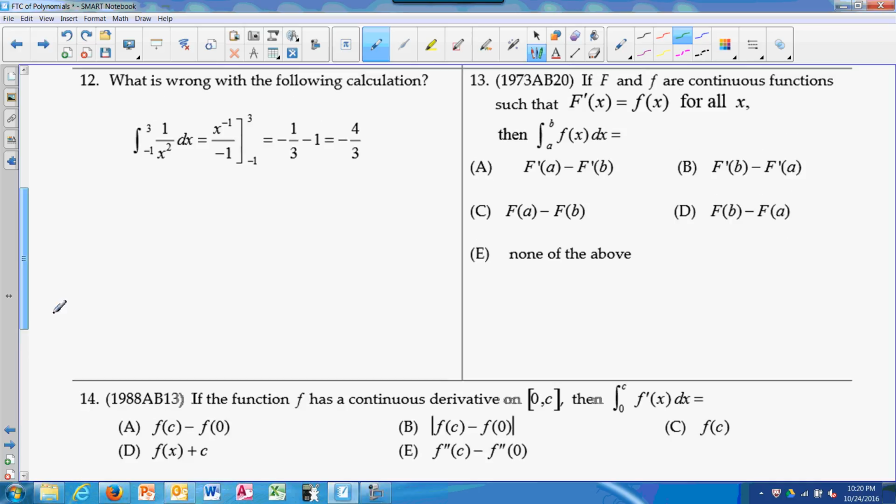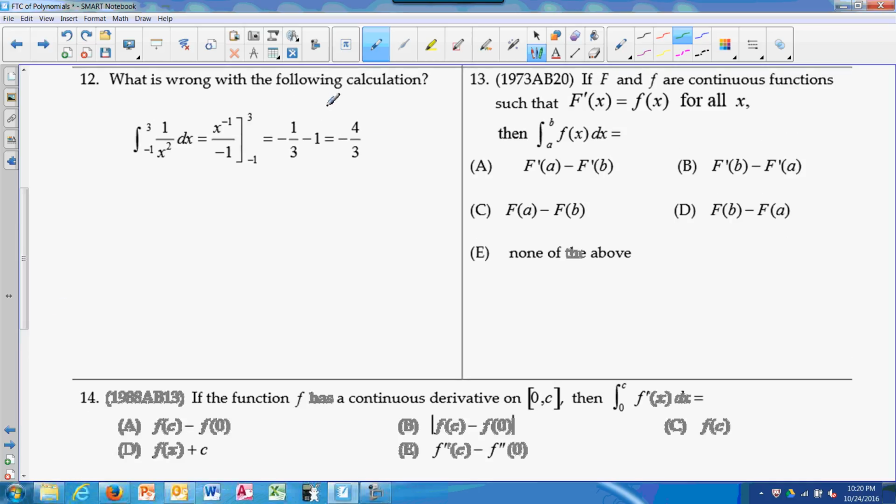Okay. Now, this says, what is wrong with the following calculation? So it looks okay. We could write this as x to the negative 2. We could integrate x to the negative 2 as negative 1 over negative 1 from negative 1 to 3. That would then rewrite as 1 over x, but really be negative 1 over x. That's still okay. So we'd have negative 1/3 minus negative negative 1, so minus 1. Problem is, this still all looks okay. Using the fundamental theorem of calculus, it looks right, but this is a completely inaccurate answer.